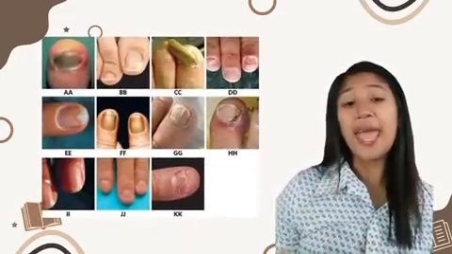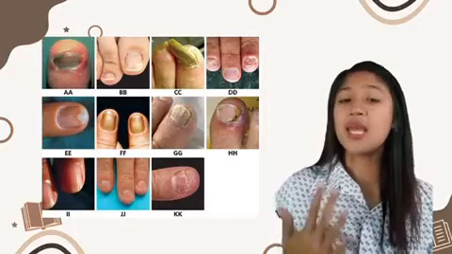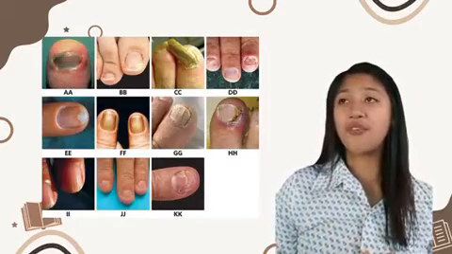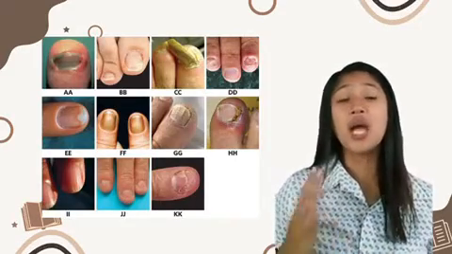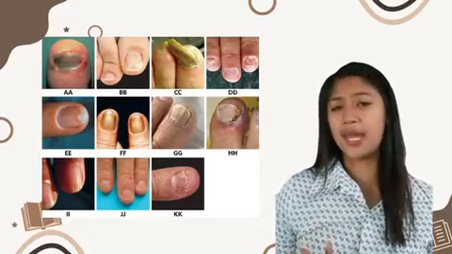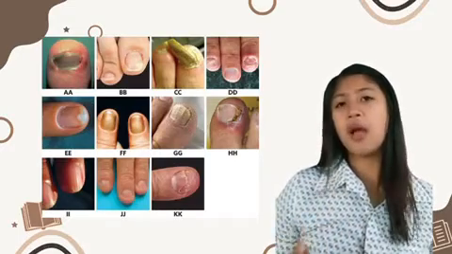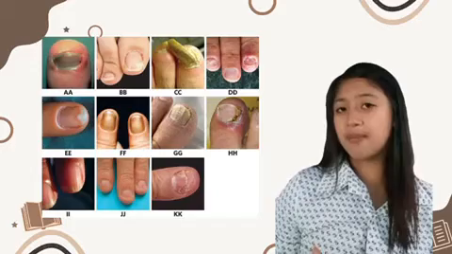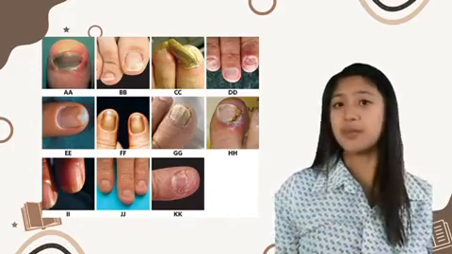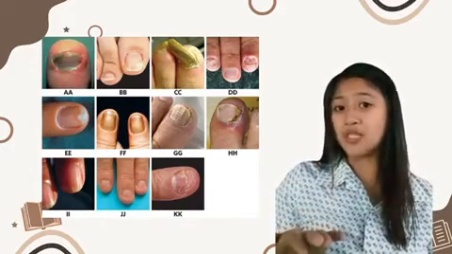This is a short review in our present lesson to give you an idea what our lesson is all about. I'll show you some pictures. We have A, B, C, D, E, F, G, H, I, J, and K. We have a lot of pictures. How would you describe the nails in the pictures? Can anyone answer my question?